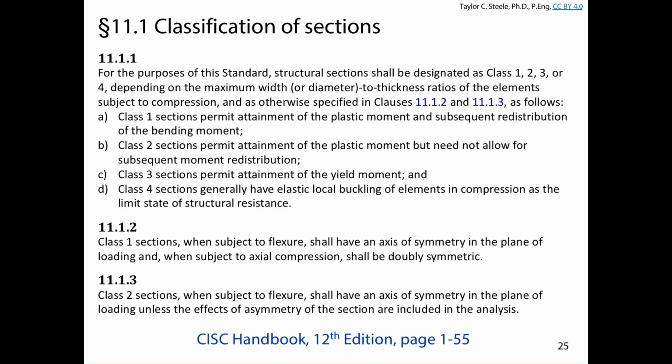We didn't talk about these parts the other day, and so we're going to say in 11.1.1, for the purposes of the standard, structural sections are going to be designated as class 1, 2, 3, or 4, depending on the width to thickness ratios. Okay, so class 1 sections basically permit the attainment of plastic moment, and you don't have to pay much attention to the subsequent redistribution of moments, but they can sustain that plastic moment resistance for large plastic deformations.